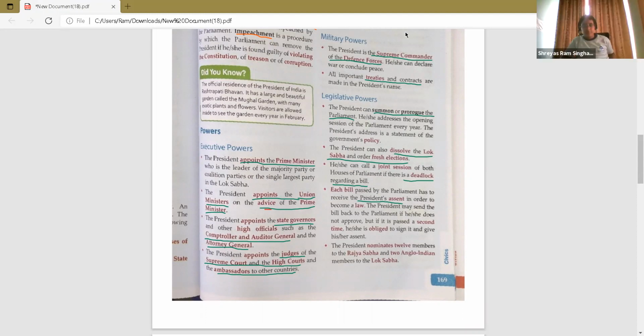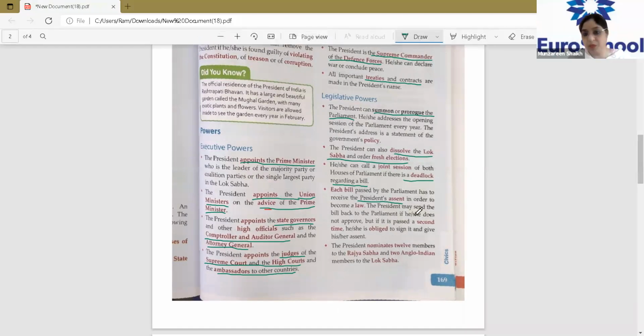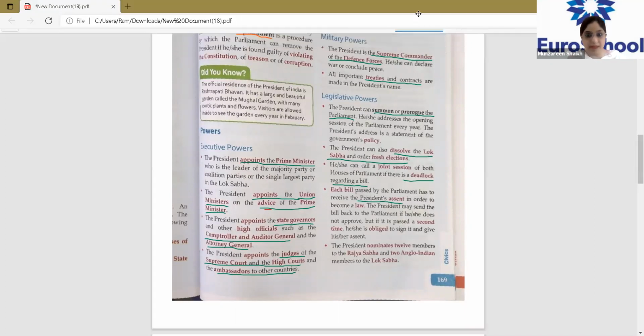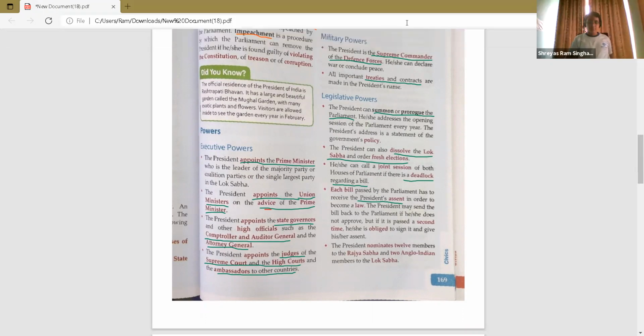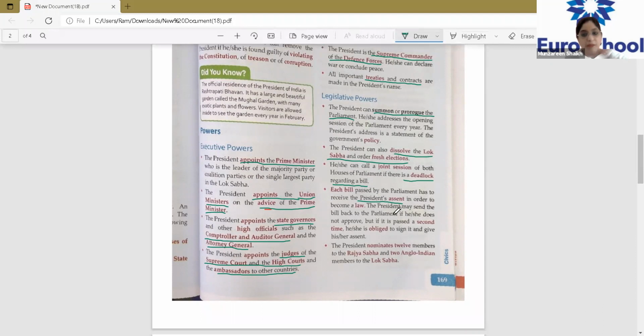Okay, ma'am. And once it becomes a law, what has to be done? It has to be implemented by the citizens. It becomes compulsory for the citizens to abide by the law. Got it? The president may send the bill back to the parliament if she does not approve. Got your answer, Shreyas? Yes, ma'am. You just asked me the question: what if the president does not approve? If the president does not approve, he can again send the bill back to the parliament.